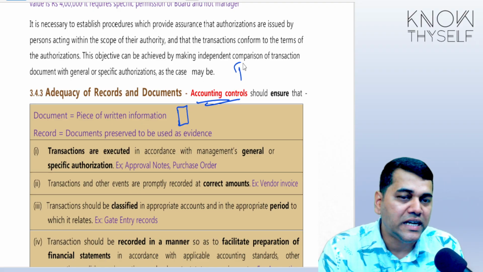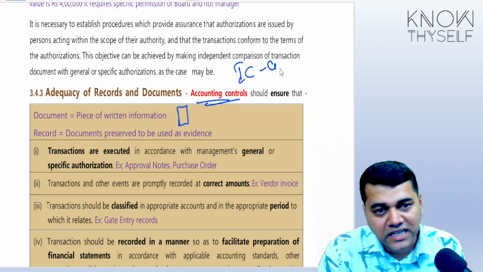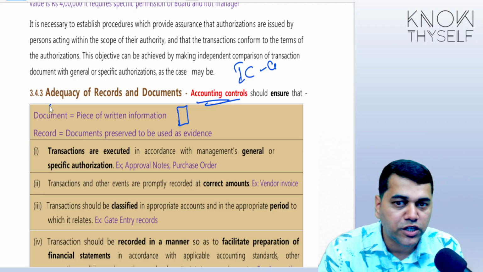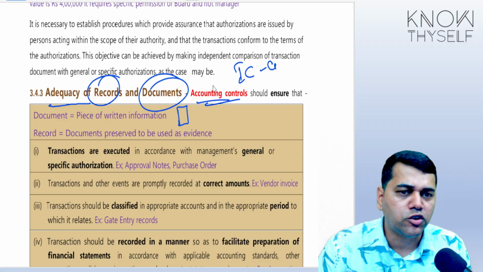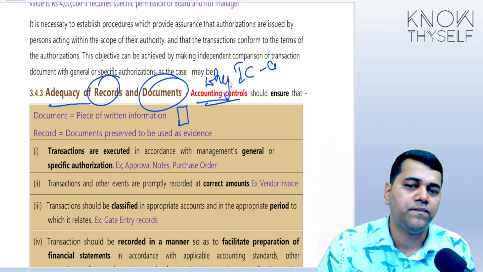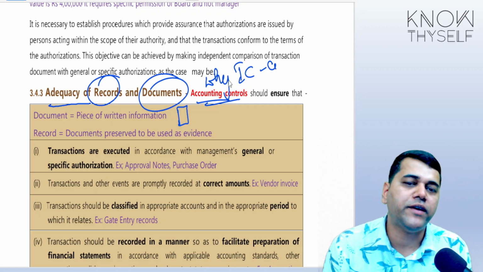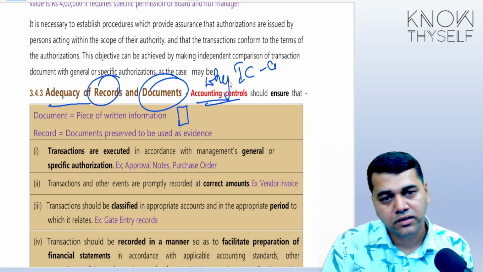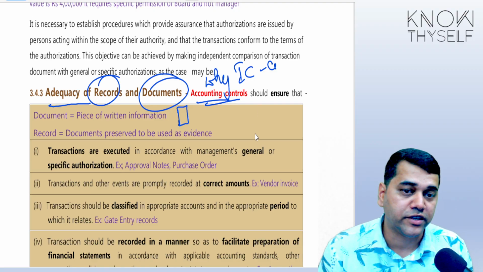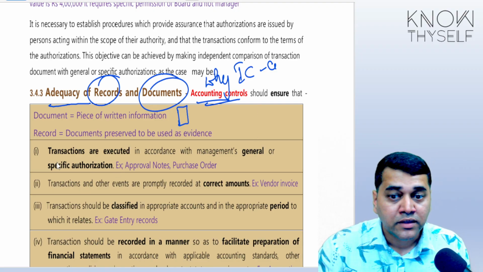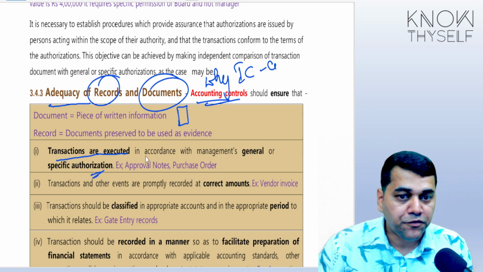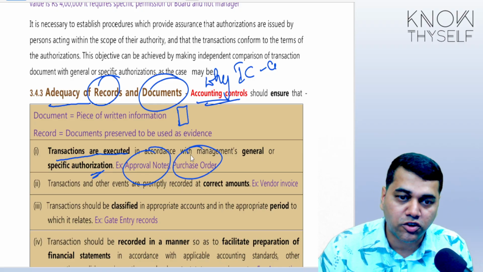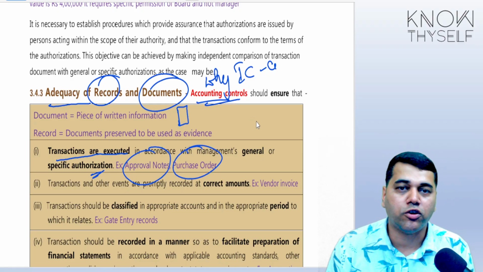when we are talking about the internal control, internal check components, one of the things is you need to have adequate records and documents. My question, like from the accounting control point of view, why you need to have it? Why you need to have adequate records and documents? What's the objective of having adequate records and documents? Now you can say the transactions are executed as per the authorization. Like if you have the approval notes, if you have purchase order, then only you will come to know whether it has been approved or not.